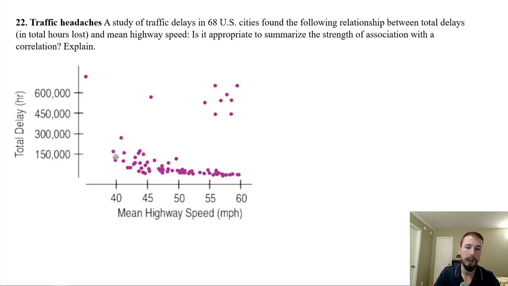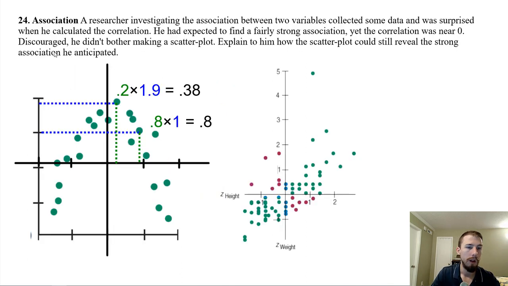But the two problems we have is it's not a linear association in the first place, and we have outliers. So is it appropriate? No, because the association is not linear, and we have outliers. So we cannot calculate the correlation. We cannot measure the strength of the association using correlation, because correlation is only for linear and without outliers.